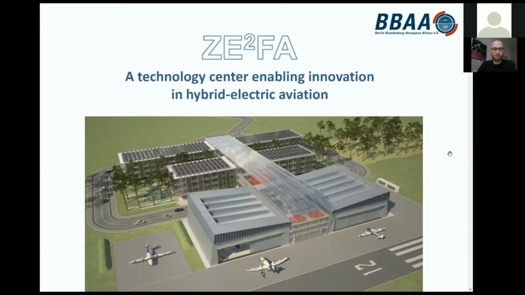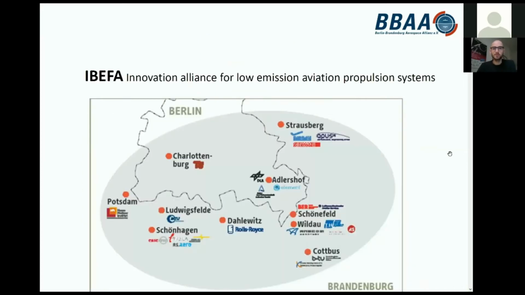So here you see a first draft of what we think of, and I will now go into the details a little bit. First, a quick background on who we are. We are the Berlin-Brandenburg Aerospace Alliance, the local aerospace cluster here in the capital region of Berlin and Brandenburg. Here on the page you see some of our members, especially the ones in the IBEFA project, which aimed in the last 4 years at developing the area as one of the key regions for hybrid electric aviation and low emission aviation propulsion in general.